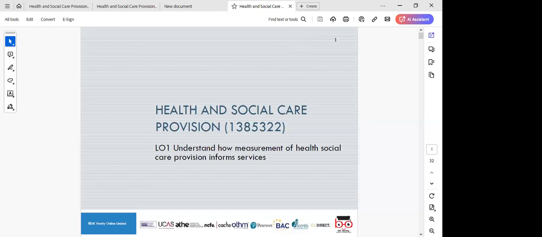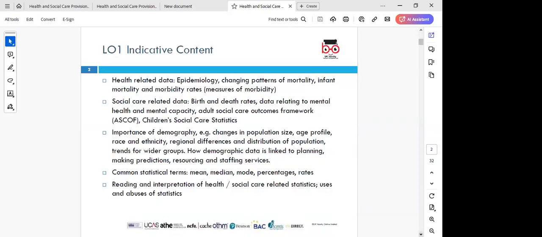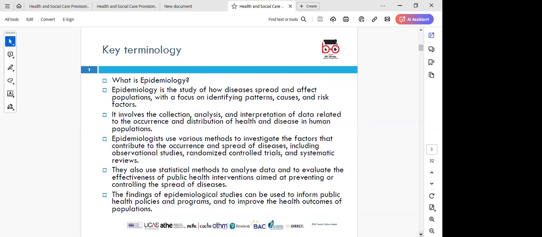So we have to look into, obviously, there are some key terminologies that we have to look into. What is epidemiology? And then what are its benefits? What are the things that we have to look into?